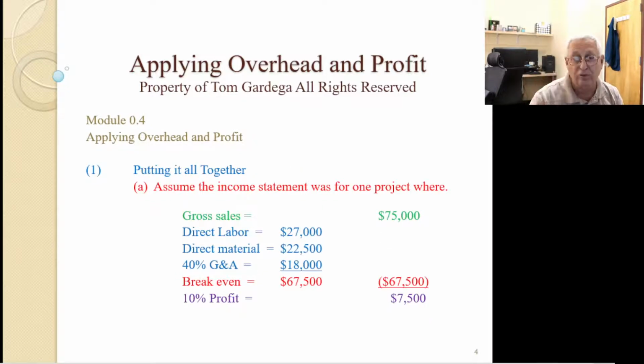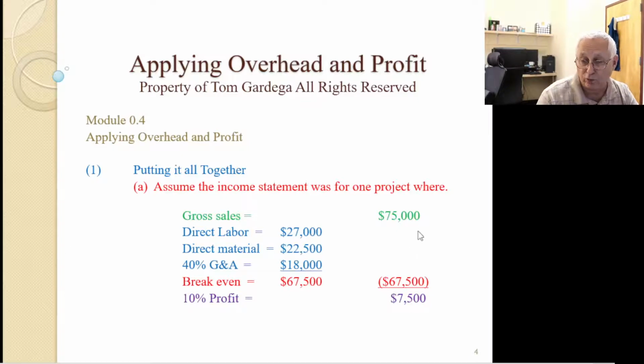Putting it together, assume that the income statement was for one project where our gross sales was $75,000, our direct labor was $27,000, direct material was $22,500, and our 40% G&A plus selling expenses is $18,000. If we add those three things together, we get $67,500. This is our break-even point. It is a point at which we neither make money nor lose money.